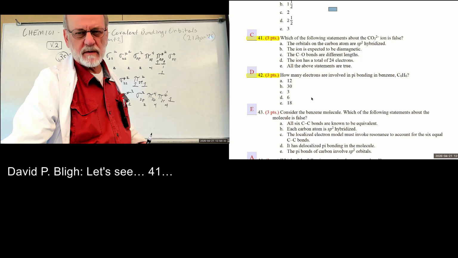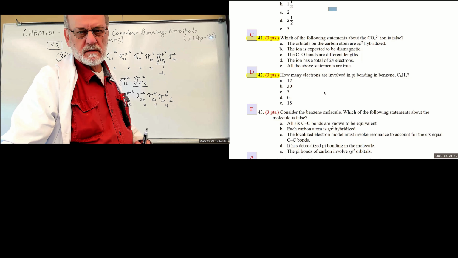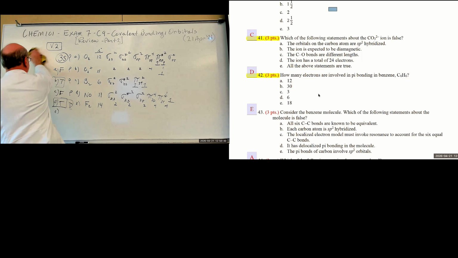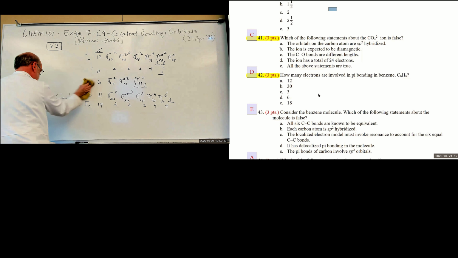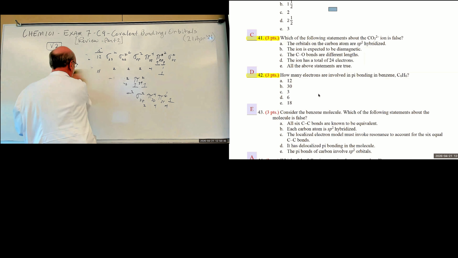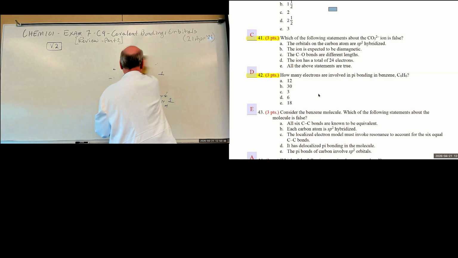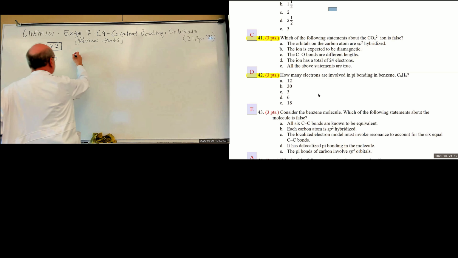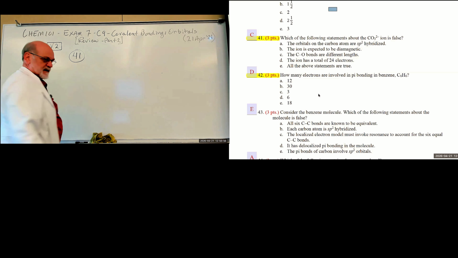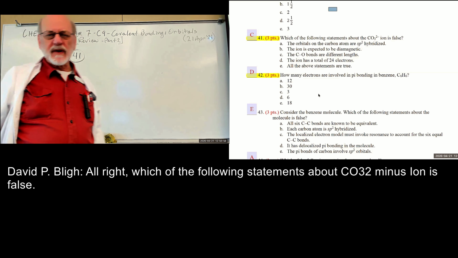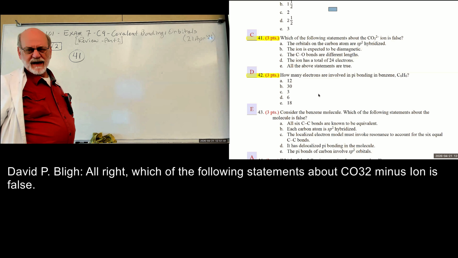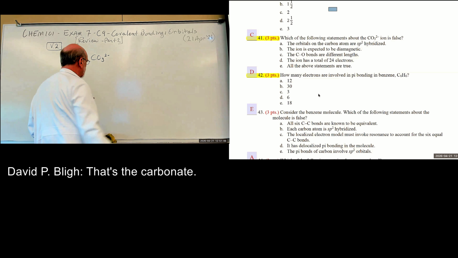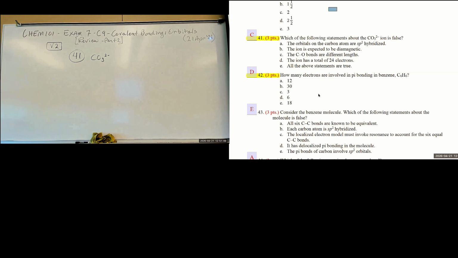Let's see, 41. All right. I'll just draw them again if I need them. All right, which of the following statements about CO3 2 minus ion is false? That's the carbonate polyatomic ion.